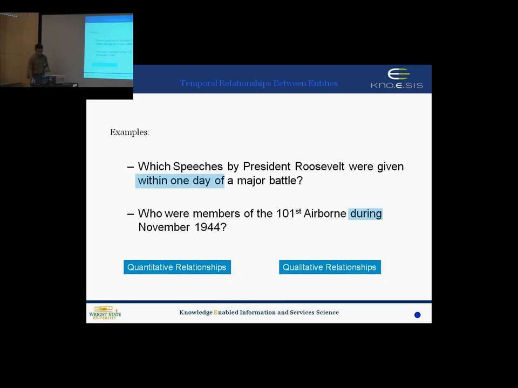Similar scenarios are possible in the case of temporal information, where we are talking about what speeches were given by President Roosevelt within one day of a major battle, or who the members of a particular platoon were within this particular time interval.